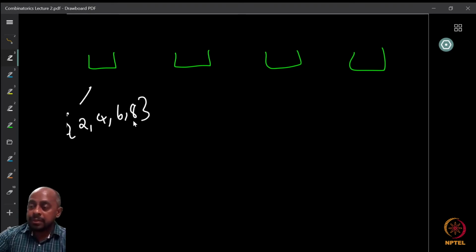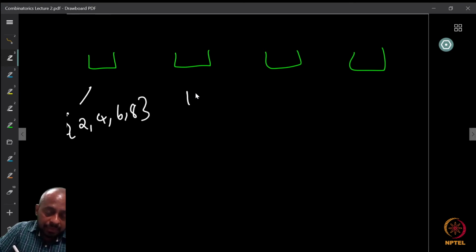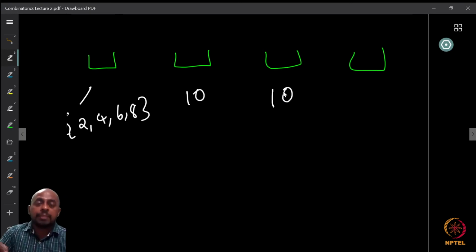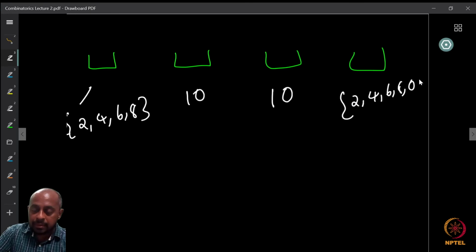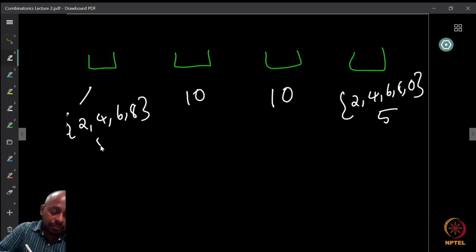Now, it should start and end with even digits, but that doesn't say that the middle digits can't be anything, right? So middle digits can be any of the possible numbers 0 to 9, right? So therefore, there are 10 possible choices here, right? Similarly, the third digit can also be any of the 10 possible digits. What about the last digit? It must be an even digit. So what are the possibilities? 2, 4, 6, 8. But here we also can have 0. So there are 5 choices here, 4 choices here.